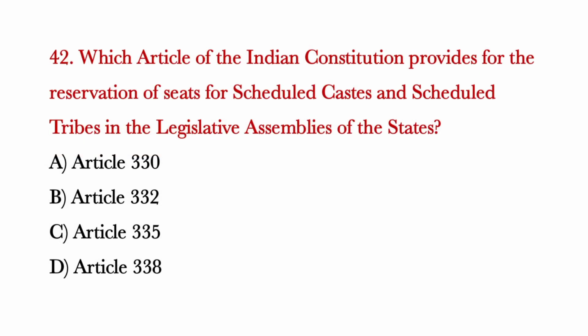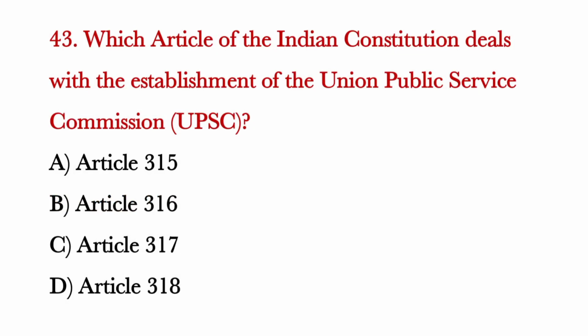Which article of the Indian Constitution provides for the reservation of seats for scheduled caste and scheduled tribes in the legislative assemblies of the states? Correct answer is option B, Article 332. Which article of the Indian Constitution deals with the establishment of the Union Public Service Commission? Correct answer is option A, Article 315.